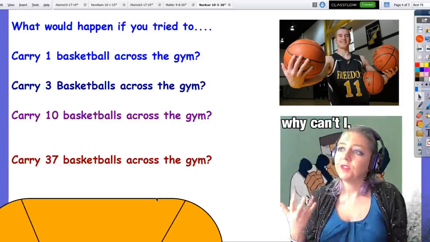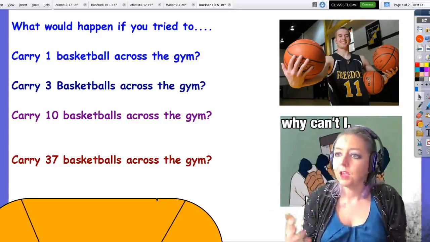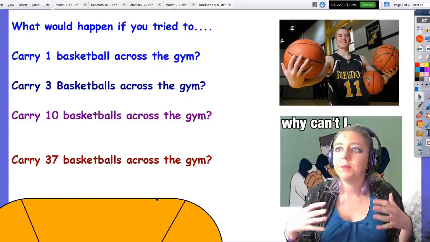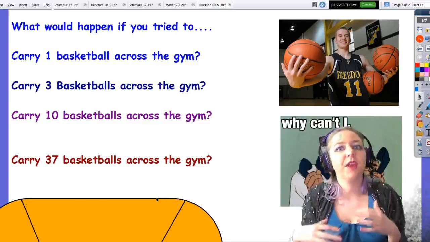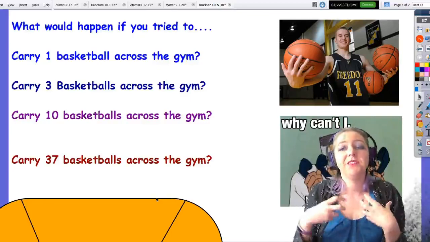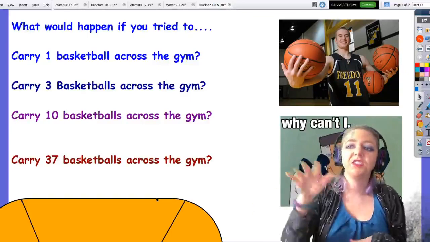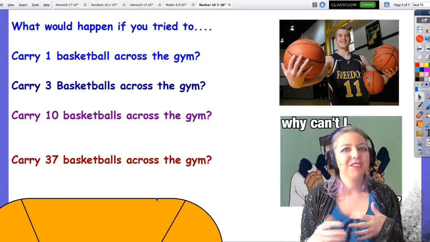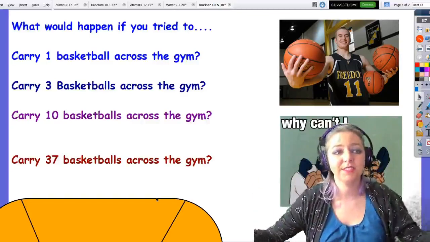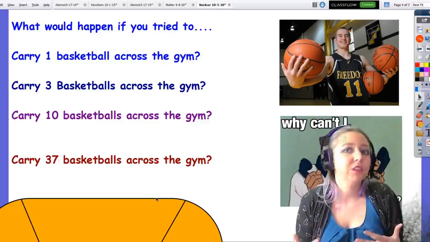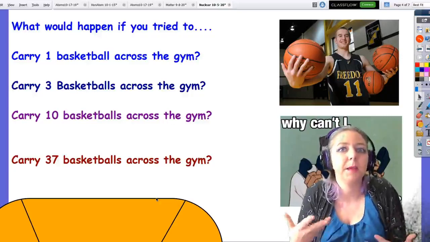So this is kind of what's going on with nuclear decay. There's too many protons and neutrons. It's not the right ratio. And so kind of like us trying to carry 37 basketballs, or let's go down to 10, like you and I trying to carry 10 basketballs across the gym, it might be just a little too much, a little unstable, a little unbalanced.